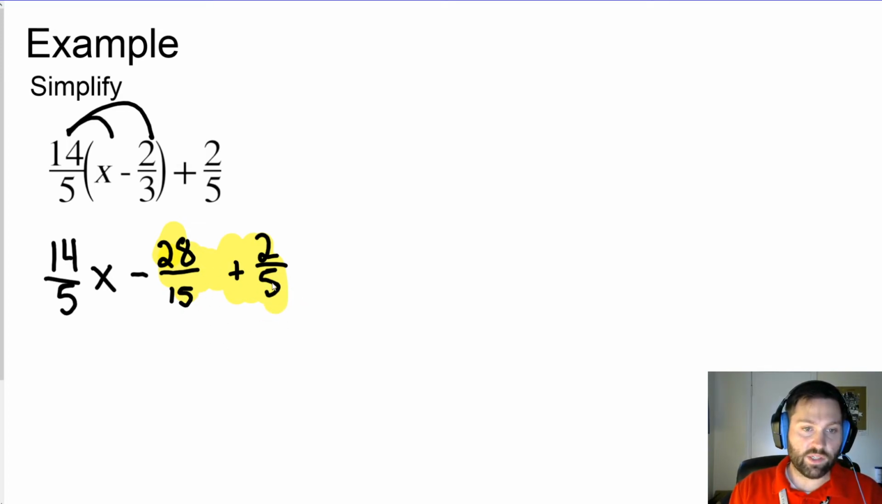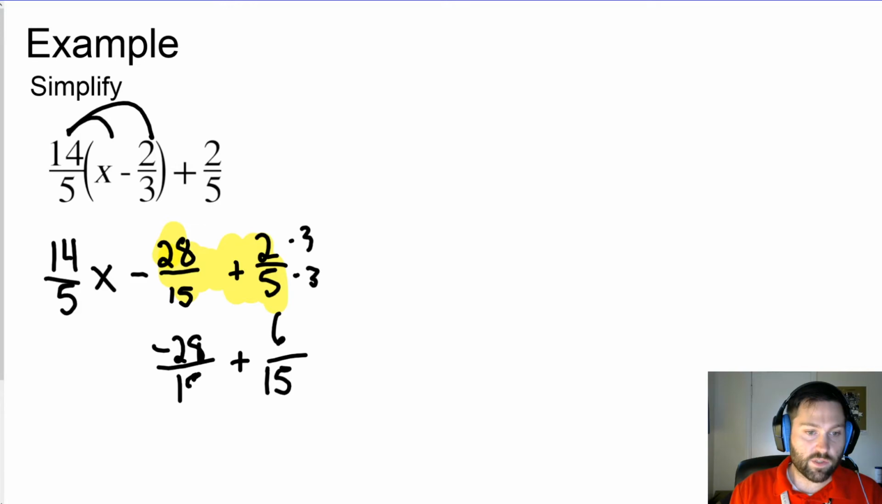If I analyze these two fractions, I can see that 15 and 5 are two numbers that go into each other. So 15 can be divided by 5. So I'm going to ask myself, what can I multiply 5 by to make it 15? And the answer is 3. And what you do to the bottom of the fraction, you do to the top. So this one will turn into 6 over 15. And that's, you have negative 28 fifteenths plus that, and you still have the original 14 over 5x.